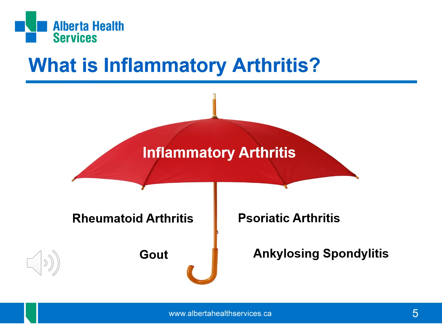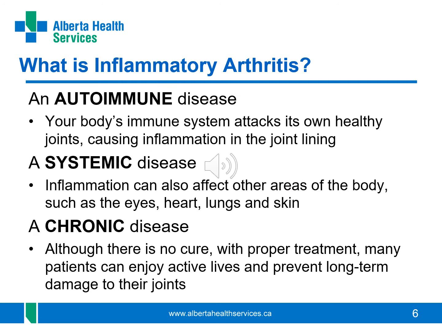There are many types of arthritis that involve inflammation of the joints. We use this umbrella term, inflammatory arthritis, to describe different types of arthritis, including rheumatoid arthritis, psoriatic arthritis, gout, and ankylosing spondylitis. Many types of inflammatory arthritis are also autoimmune, systemic, and chronic diseases.